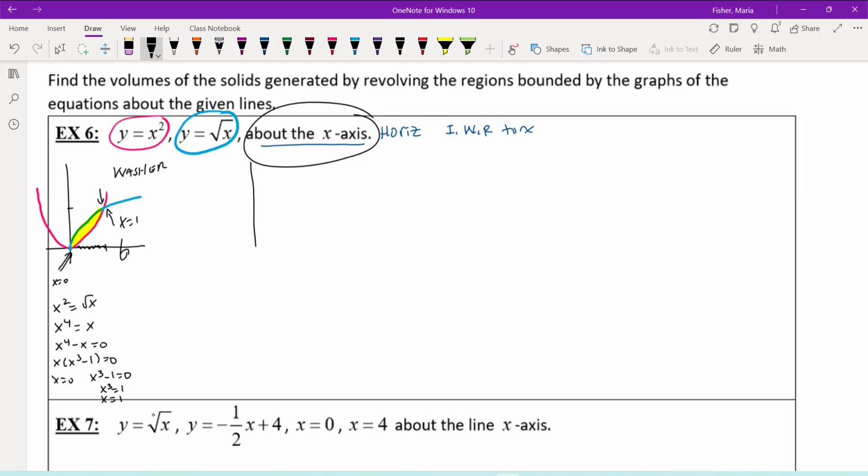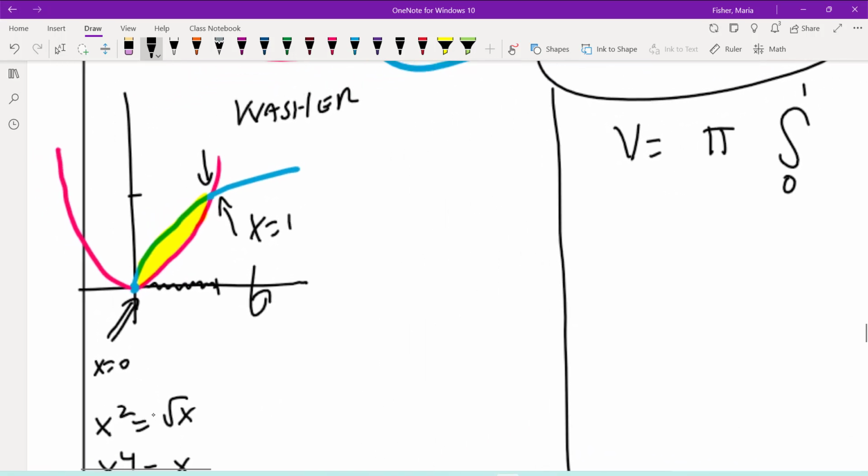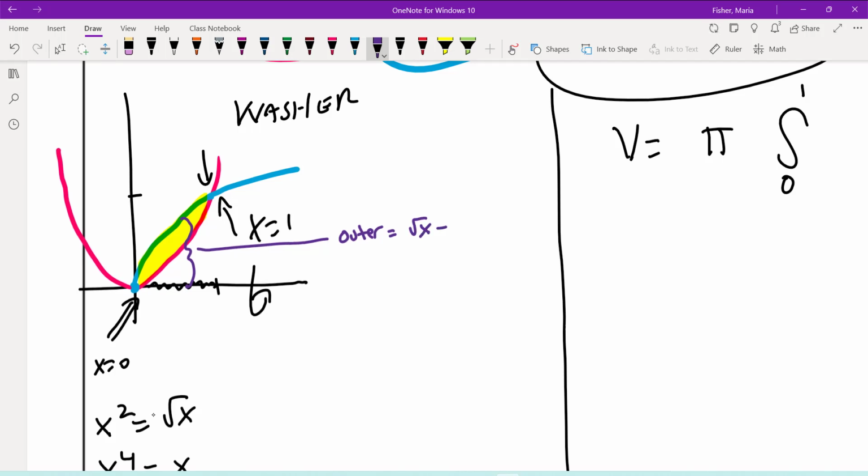So I know my limits of integration. My limits of integration right now are from 0 to 1. Now I need to find the outer radius and the inner radius. So your radii are always going to be perpendicular to your axis of rotation. If we look at this yellow region, the furthest I am from the x-axis, which is my axis of rotation, is the blue curve. So this is my outer radius, and my outer radius is going to be the blue curve, which is the square root of x, all the way down to the x-axis, which is 0, or just the square root of x.